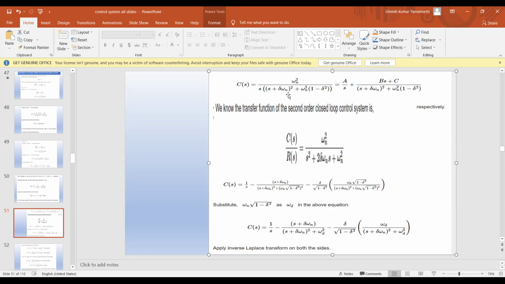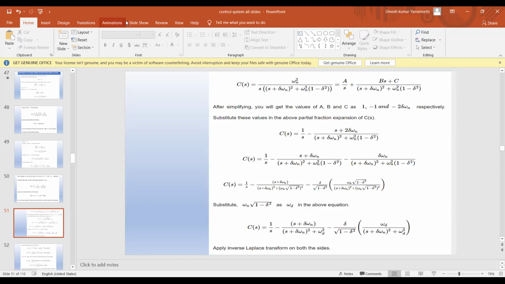You might be familiar with this equation. How have we done that? This is a square plus b square plus 2ab. We obtained b from here, which is delta into omega n. We added delta square omega n square and subtracted delta square omega n square. Then we have a square plus b square plus 2ab, which results in a plus b whole square, and the rest of the part over here. This is how we obtain this equation. So let us move on from here.